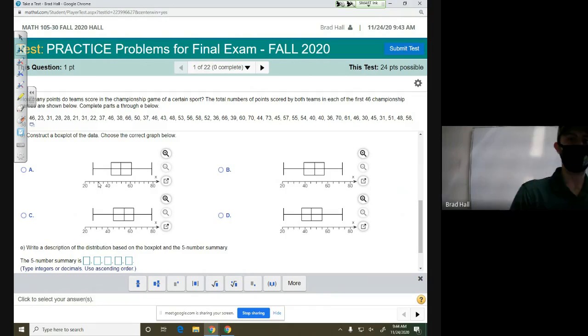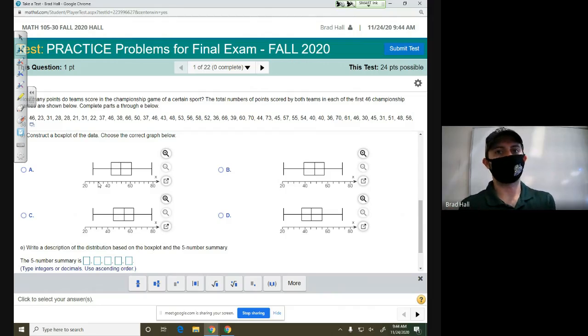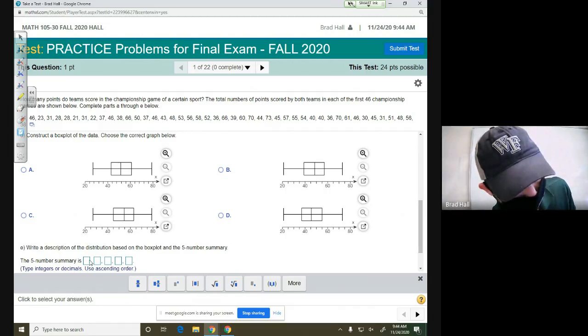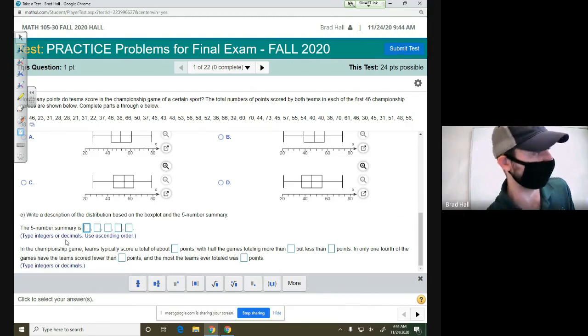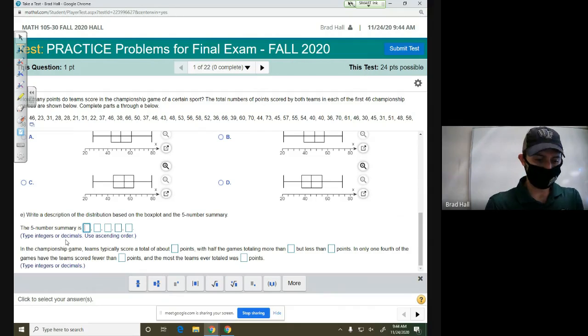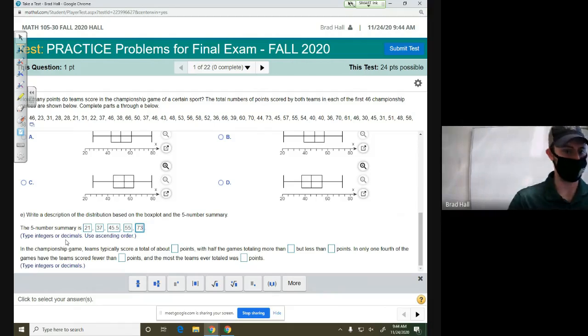So the box plot is in order relative to the 5-number summary, so it'll be easier to put the 5-number summary first and then match the box plot with it. It's the minimum. In fact, they're in order in your calculator. It's the minimum, then Q1, then the median, then the third quartile, and then the maximum. You go in order in your calculator.